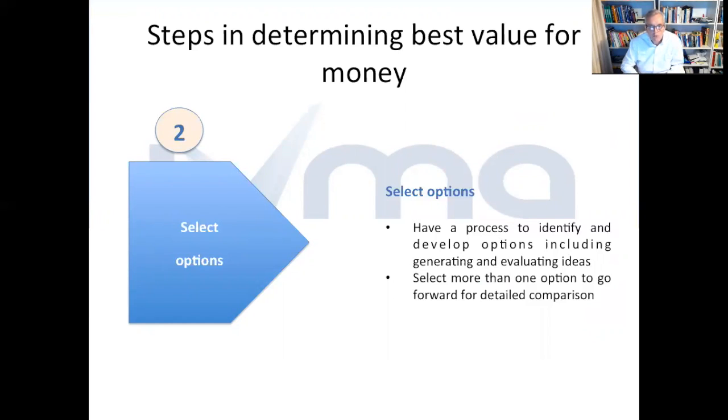The second one is to select options. We must have a process to identify and develop options, including generating and evaluating ideas. Then we want to select more than one option to go forward for detailed comparison. In a formal value management study, we go through a process of generating a lot of ideas, 100 ideas or so we may easily generate, but then we'll whittle that down into a number of specific options that we want to take forward for comparison. And it's when we get to that stage of having the options clearly identified that we can start doing the comparison. However you do that is up to you. If you're not doing it within a value management context, well, then you may be just picking out 3 or 4 options that are of interest to you and carrying out this sort of analysis. If you're doing it in a value management study, well, then we've got a process to do that. However you do it, you need to end up with a number of options for comparison.